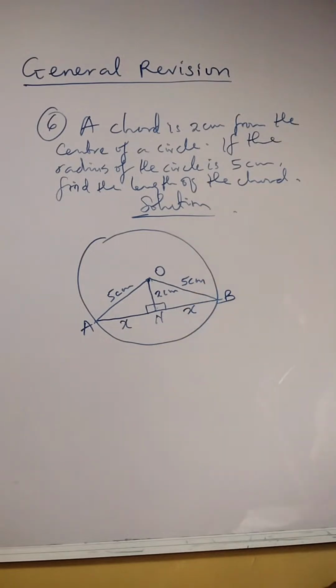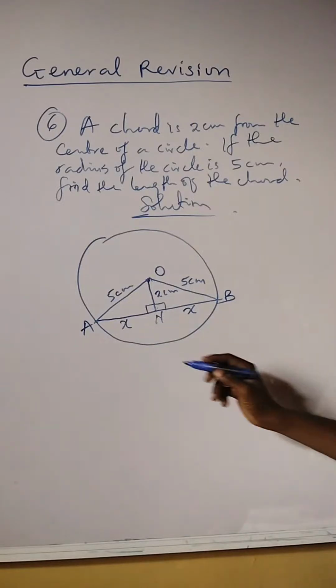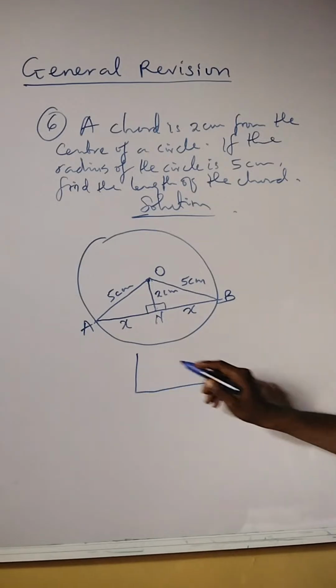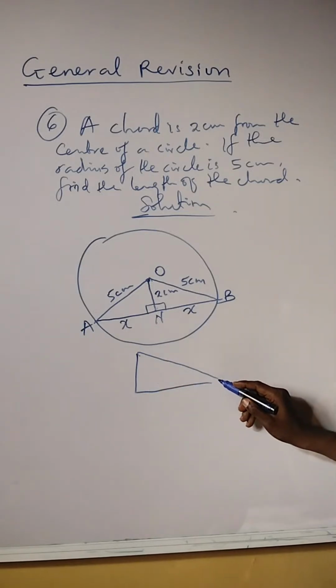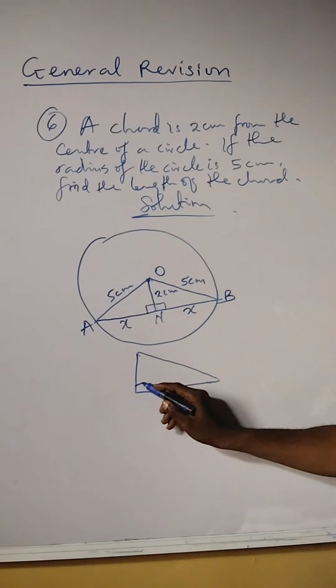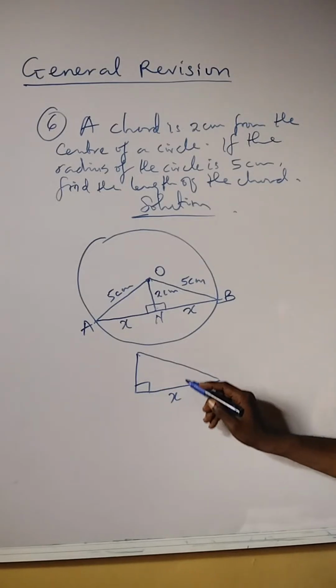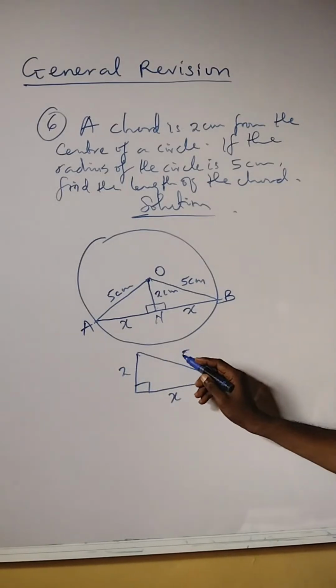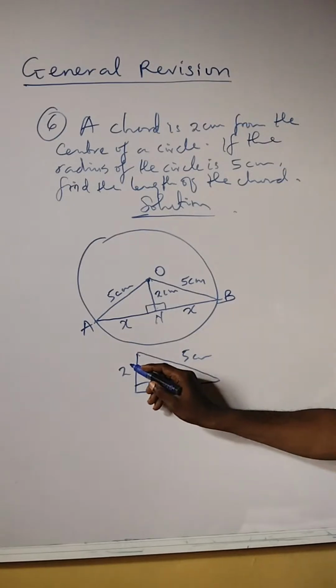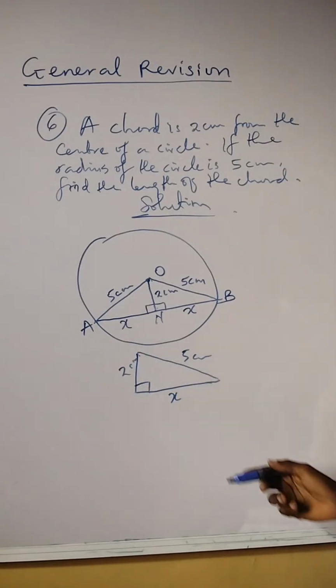In this shape now, we have two similar right angle triangles. Whichever one you solve, you can get x. I can bring this one out, the other one here. This is the right angle. This is x, this is 2, this is 5 centimeters. And to get x here is easy now.